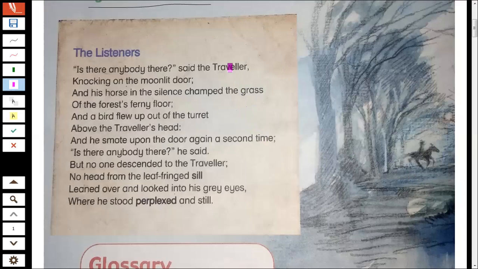So guys, the first line here, is there anybody there? Said the traveler. Now we had the first character in the poem. So we started actually having the first element of a story. Isn't it that in a story we do have characters? Now we had one character, the traveler. Not only this, we are using a dialogue strategy, a quotation strategy, something that is in relation to storytelling.